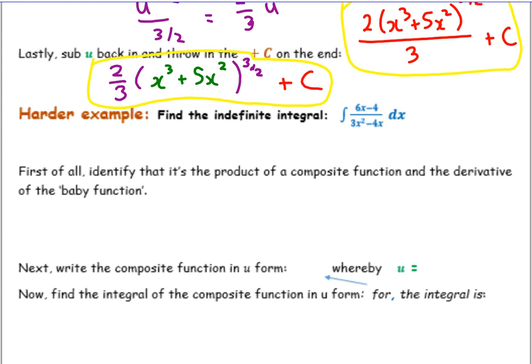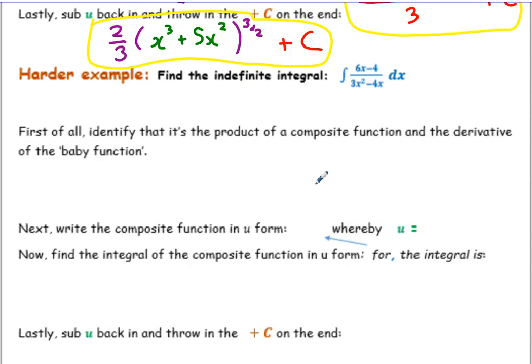Find the indefinite integral. First identify it's a product of a composite function and the derivative of the baby. I think it might be a good idea to rewrite it. So 1 over 3 times 3x squared minus 4x, multiplied by 6x minus 4.